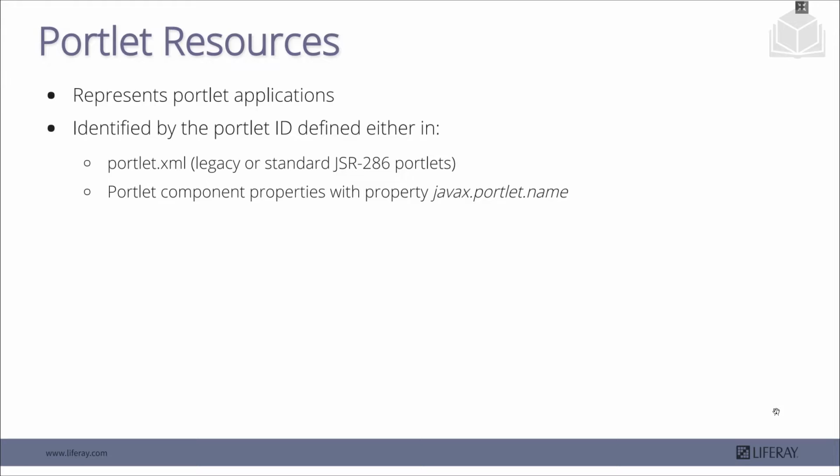So portlet resources, again, are the portlet box itself. The way that we define or find these portlet resources is based off of its portlet ID or its portlet name. So we would typically look within the component annotation to find the name of the specific portlet. Look within the property and you'll see the javax.portlet.name.